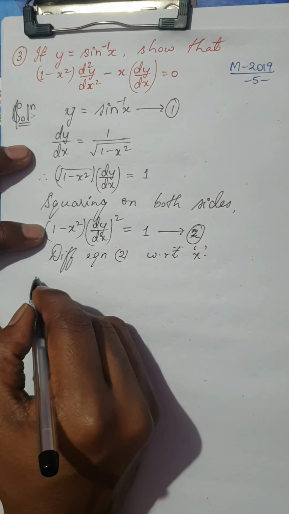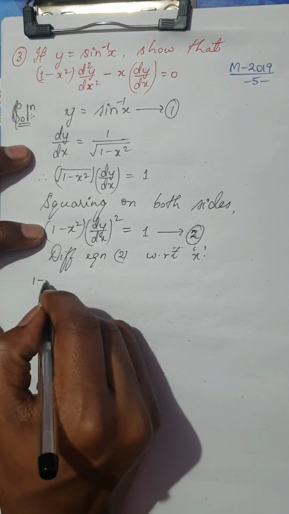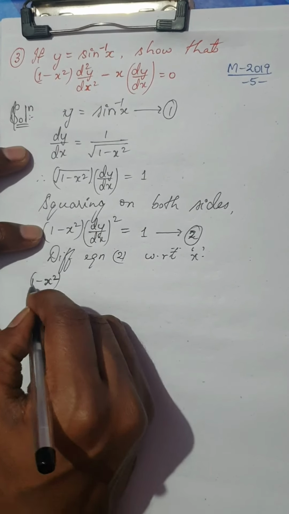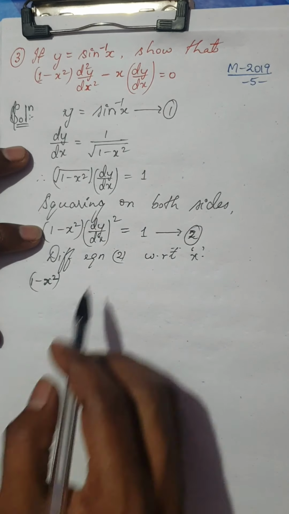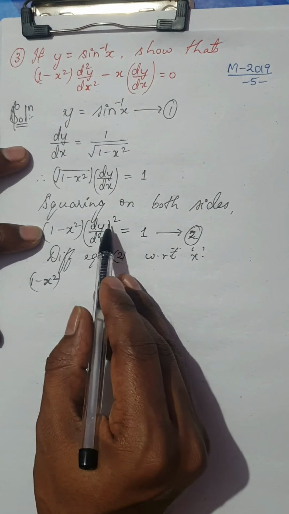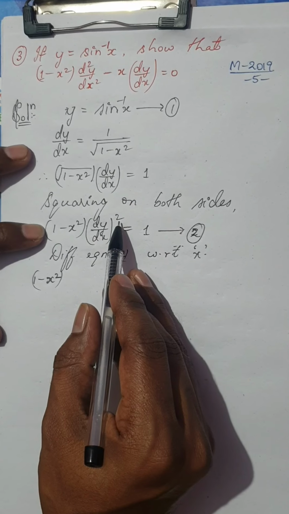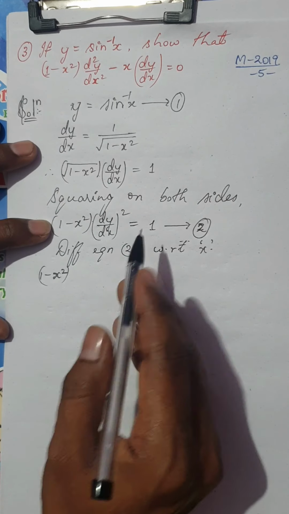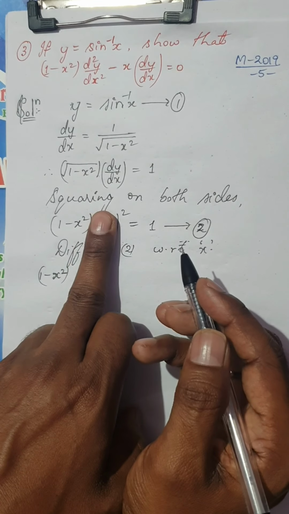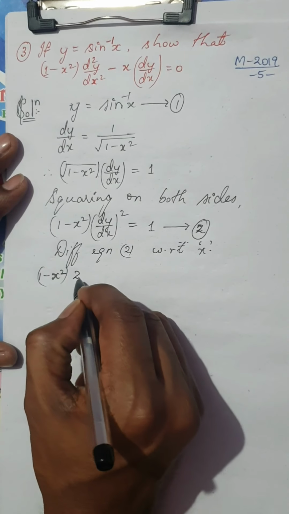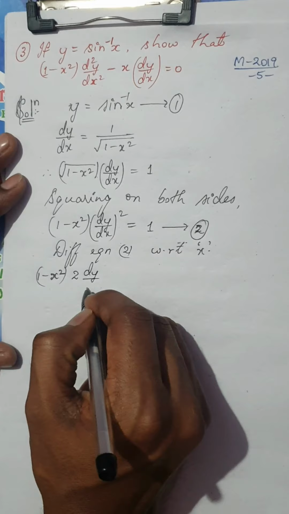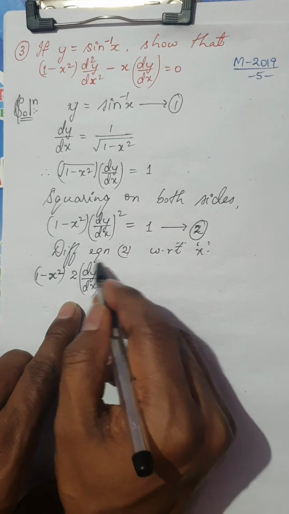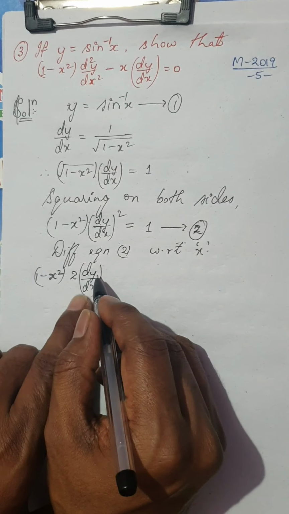So product rule is keep the first function as it is, that is 1 minus x square. Is it clear? 1 minus x square is kept as it is. Now what is the derivative of 2 times dy by dx? Are you following it? The derivative of 2 times dy by dx is like the derivative of x square. So the derivative of x square is 2 times x, and dy by dx you have to differentiate again. Please be careful in this step.